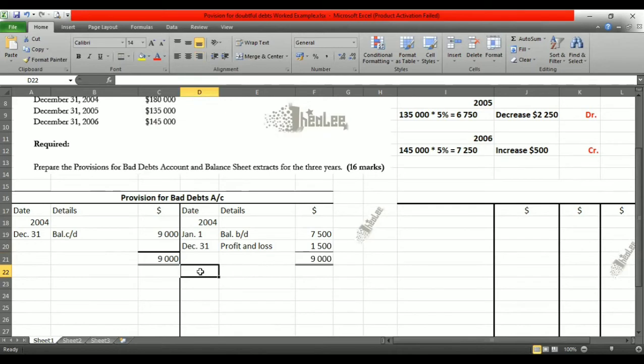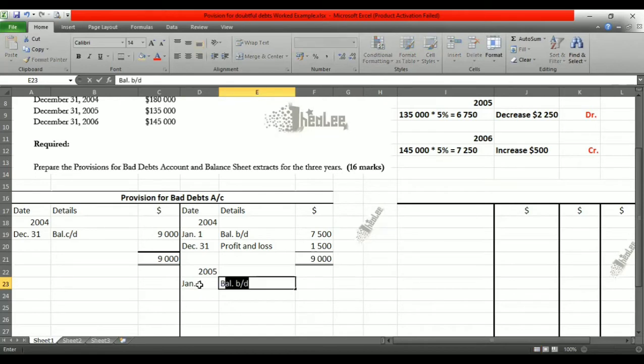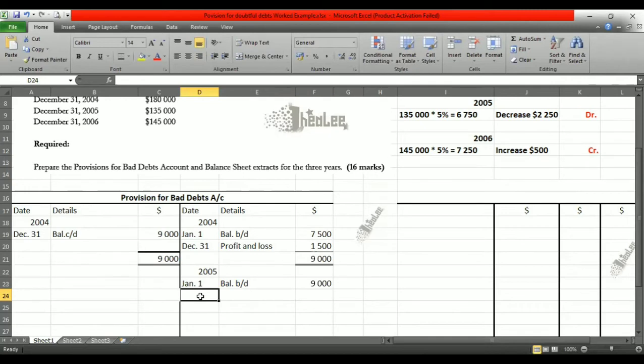Okay. Now to complete our balancing process and indicating the balance that is coming out of 2004, January 1, 2005, balance brought down, and that's the same thing as your carried down, which is $9,000. So we're seeing that the balance for 2004 is 9,000.